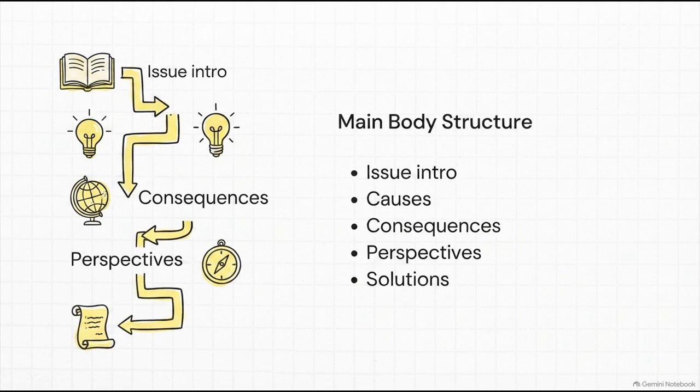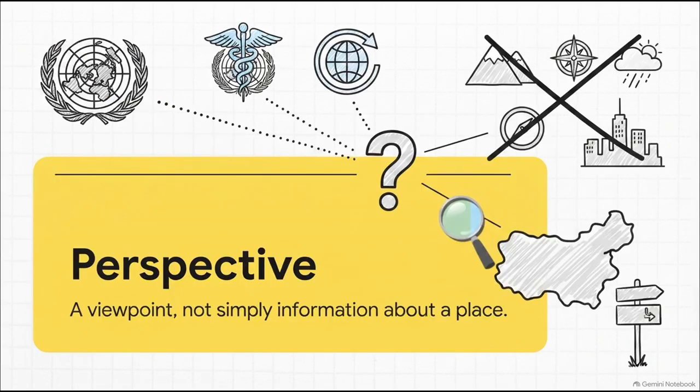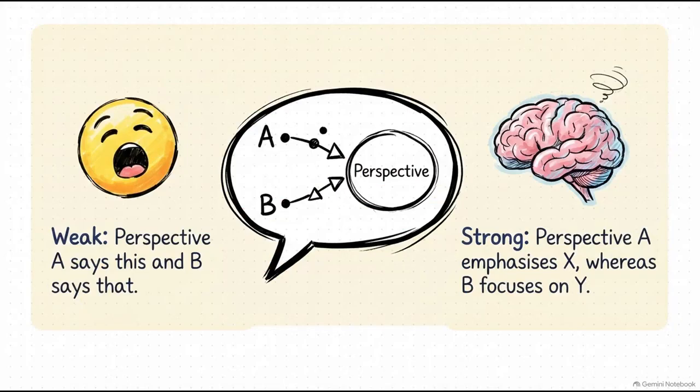Everything is beautifully connected. Now this next point is absolutely crucial, and it trips up a lot of students every year. A perspective is a viewpoint, not simply facts about a geographical place. You need to ask what a global organization or international group thinks about an issue, and then compare that directly with how the exact same issue is viewed nationally or locally. Let's see how this builds into your actual writing.